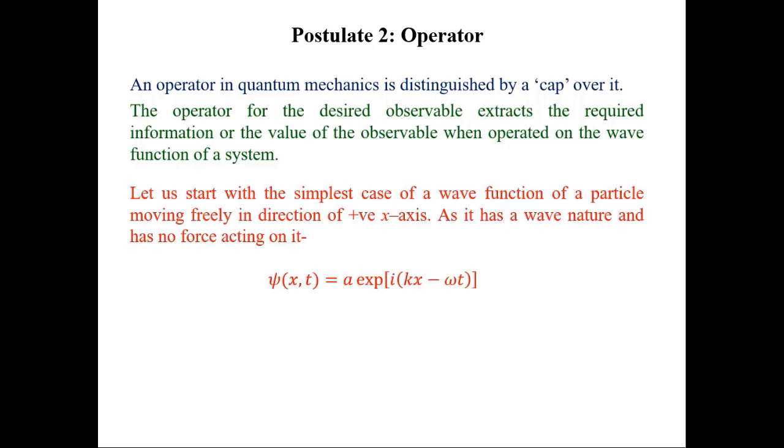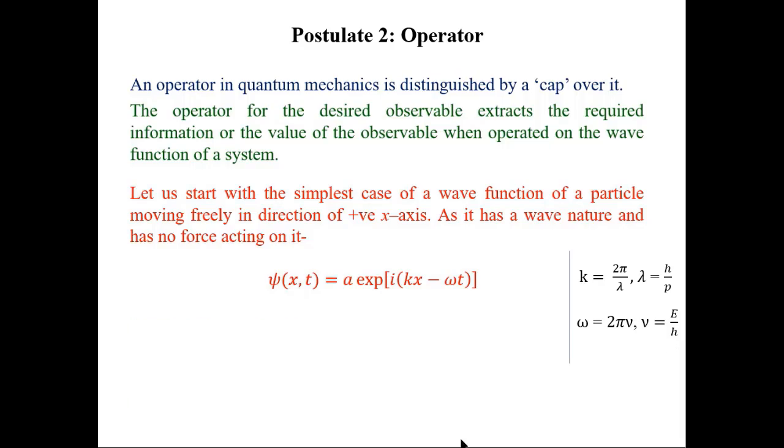Let us have an example. The simplest example of a wave function can be the wave function of a moving free particle. It has a wave equation psi(x,t) is equal to A exponential i(kx minus omega t). It is the same as sin(kx minus omega t) or cos(kx minus omega t), where k is the wave propagation vector and this is given by 2 pi by lambda, where lambda is h upon p by de Broglie hypothesis, and omega is angular frequency 2 pi nu, where nu is E by h by Planck's hypothesis.